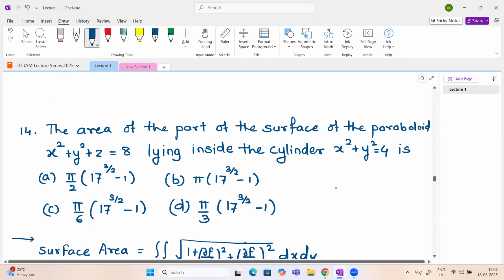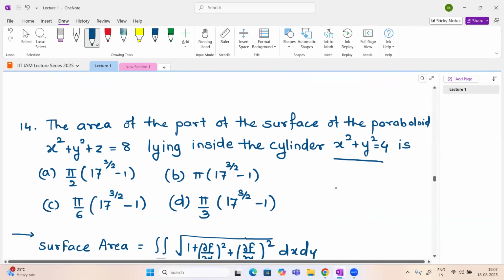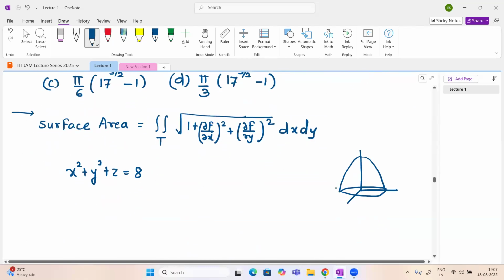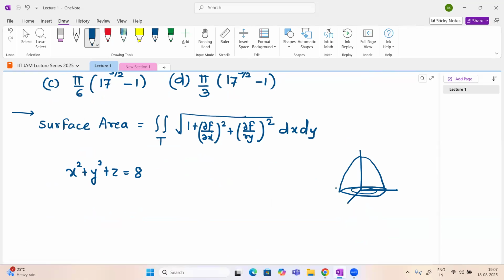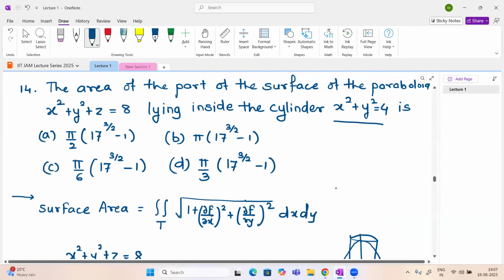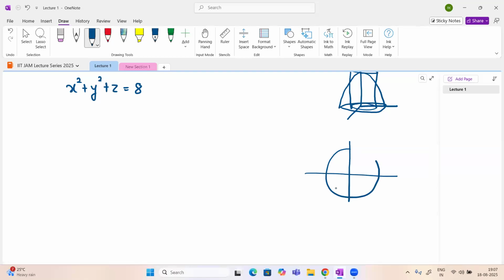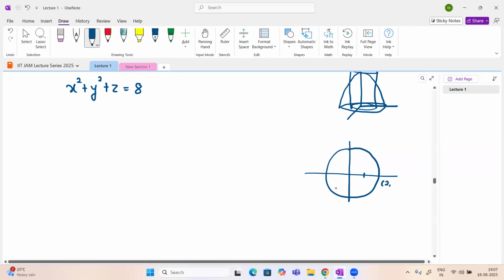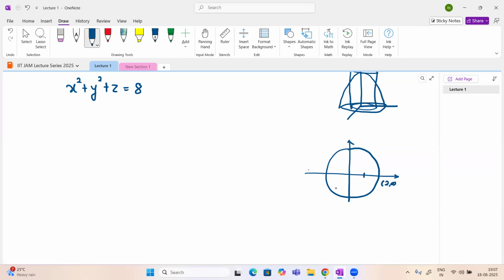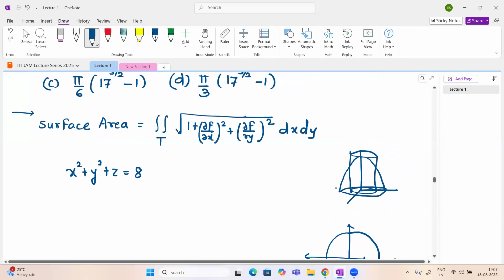We have to find its surface area which lies in this cylinder. Getting? At the base we have a cylinder, it's just like the base is a circle, you know. This kind of cylinder we have, right? So the equation says this is a circle in the xy plane with center 0, 0 and radius 2. That means if you see in the xy plane, it will be like this. This is a circle in the xy plane, center 0, 0, radius 2, right? So we have to find the surface area of that paraboloid.